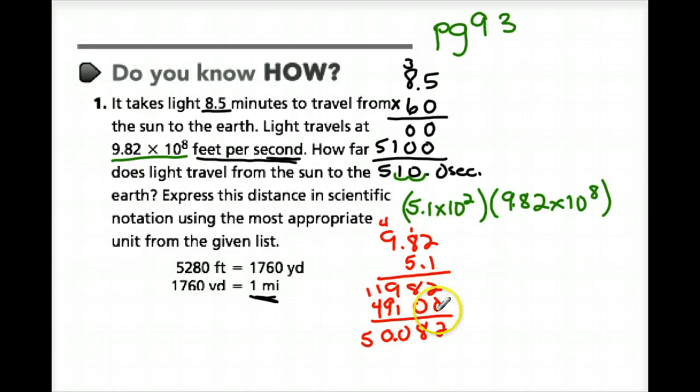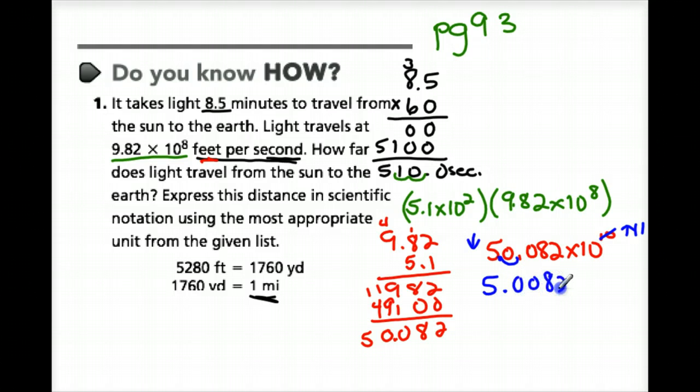And what does that show? That shows me this answer is 50.082 times 10, and when we multiply, we add our exponents of the 10s. Well, of course, this is how many feet light has to go, right? We're solving for feet here. So, of course, this isn't in scientific notation. We have to move this over. That gets lower, which makes this get higher. So this is 5.0082 times 10 to the 11th power. That's how many feet light has to go to travel from the sun to the earth.